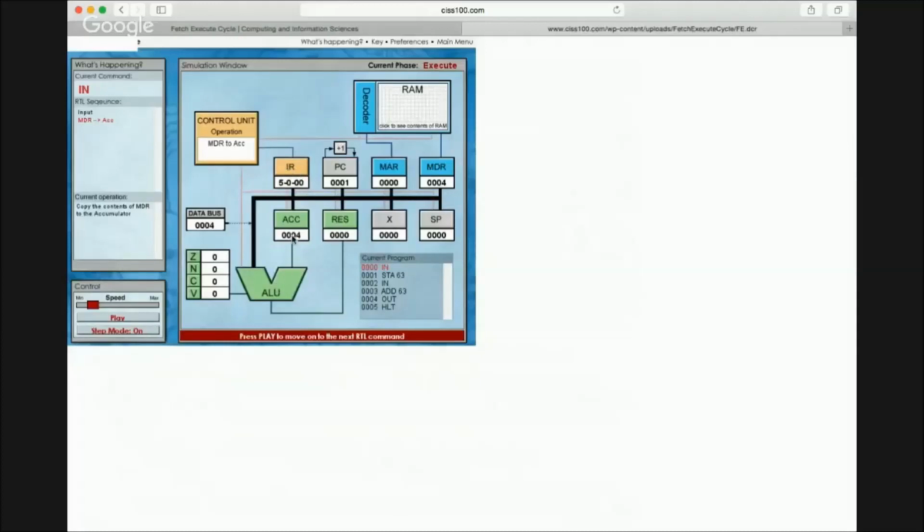And to execute store 63, I need to store this value back out to RAM. So this value 4 somehow has to get to the memory data register, and the value 63 has to be in the address register so that I can store value 4 in 63. So let's step through it. So PC 1 goes to memory address register 1. Increment PC, 1 plus 1 is 2. Memory address 01 goes up to RAM, pulls down the value 2063.